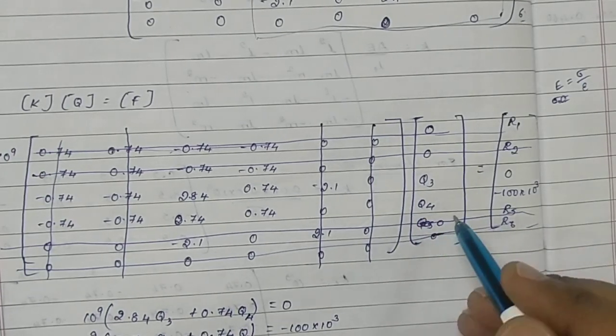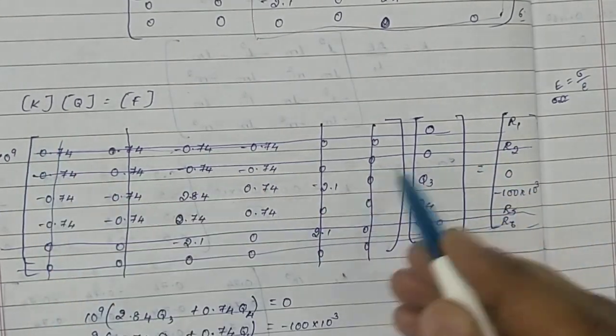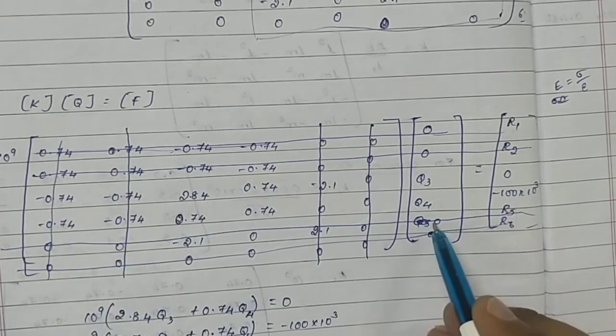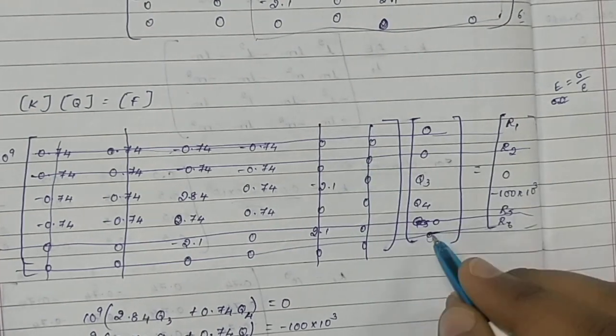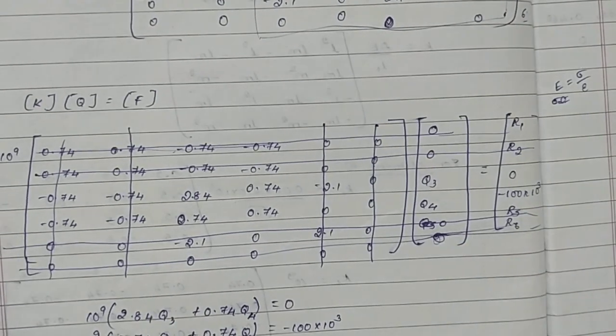Okay, so here we have 0 in the first row first column, 0 in the second row second column, 0 in the fifth row fifth column, 0 in the sixth row sixth column. Okay, just strike off that.